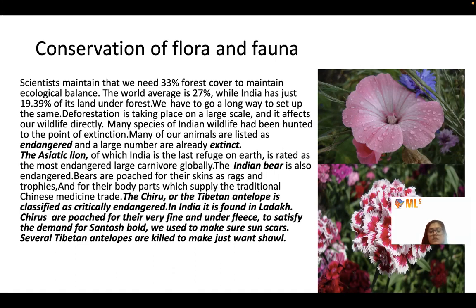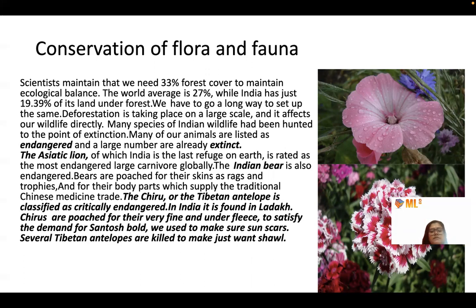Many species of Indian wildlife today are being hunted to that extent that they are getting extinct. इतना ज्यादा ये हो रहा है कि कुछ कुछ जगह में ये पूरा मिलना ही बंद हो जा रहा है. Now many of our animals are listed as endangered, means they are very rare and they are getting depleted to a large extent and their population is degrading. And a large number is already extinct.